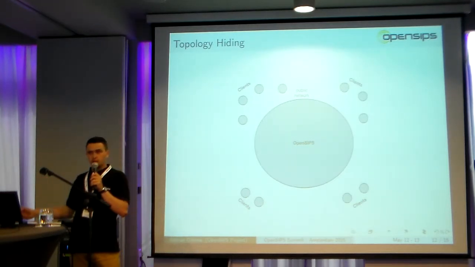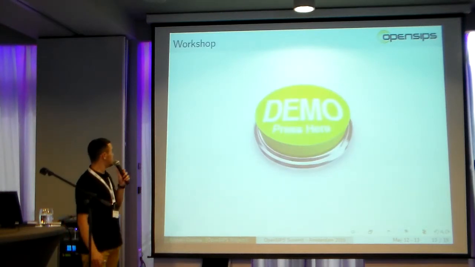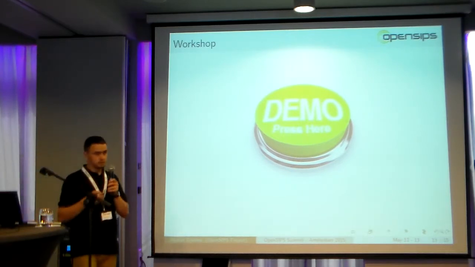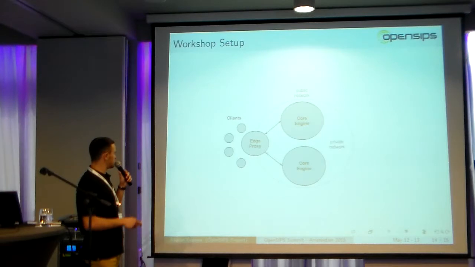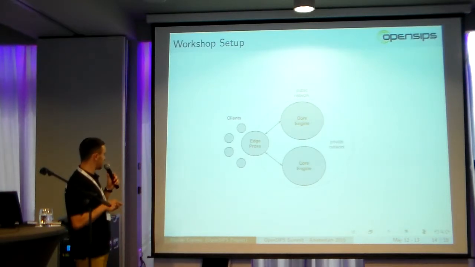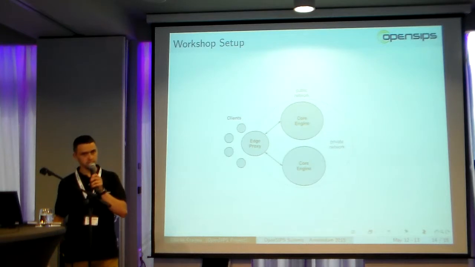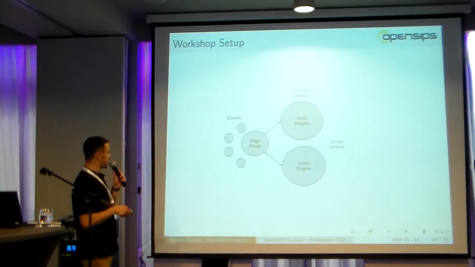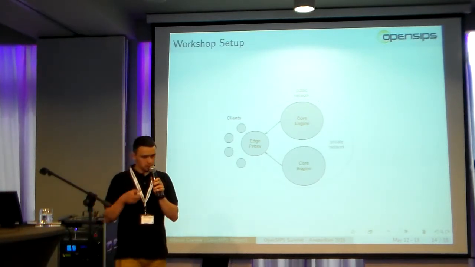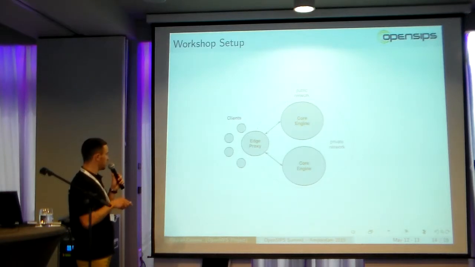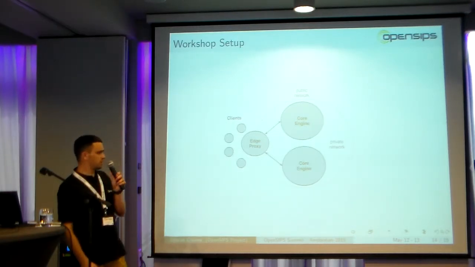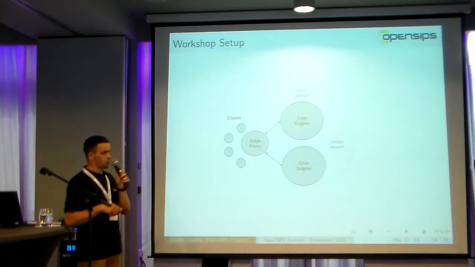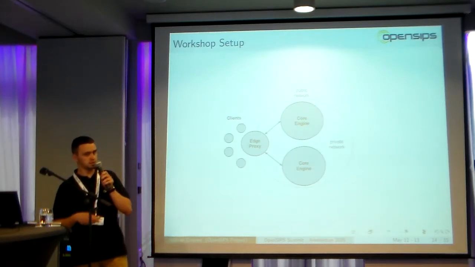Okay, everything clear? If so, let's go to the workshop. The workshop today uses this topology. So basically, I have set up the OpenSIPS virtual machine with a single edge proxy and 2 core engines. Since we'll be talking about the core engine today, these core engines will be doing some very, very complex stuff, like when it receives a packet, it simply sends it back, so watch out.